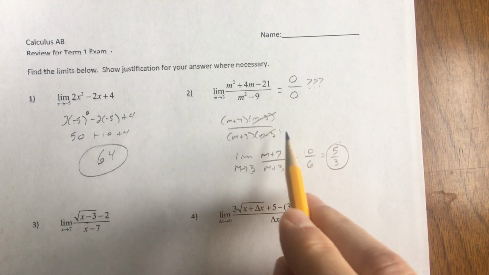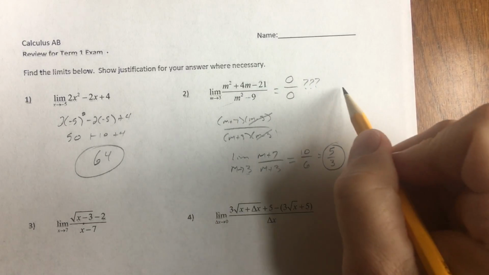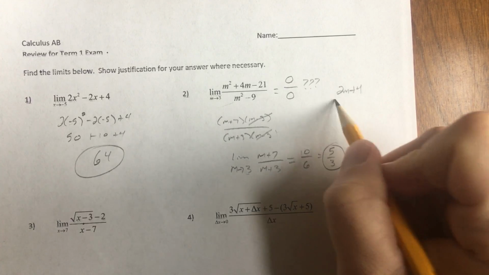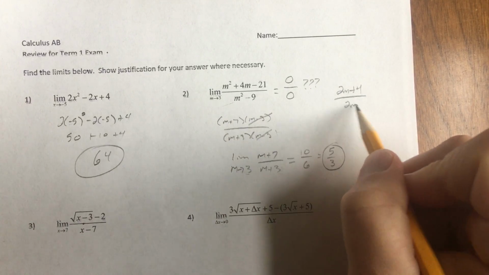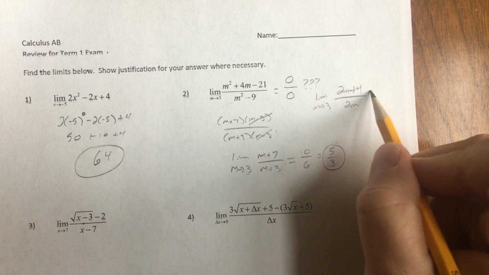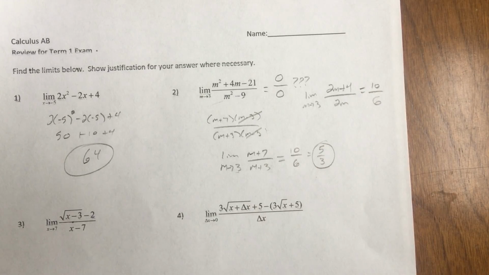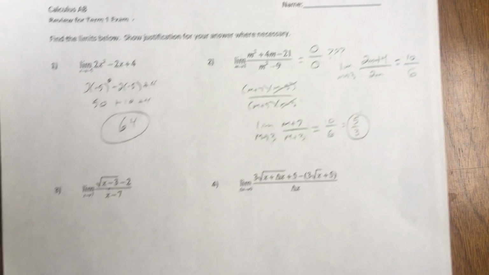Another idea is to use what we call L'Hopital's rule. So in a case like this, if we get that 0 over 0, we could take the derivative of the top, 2m plus 4, do the derivative of the bottom, 2m, try it again. If we put 3 into this, I get 6 plus 4, which is 10, over 6. We get the same answer. So it's always an option.